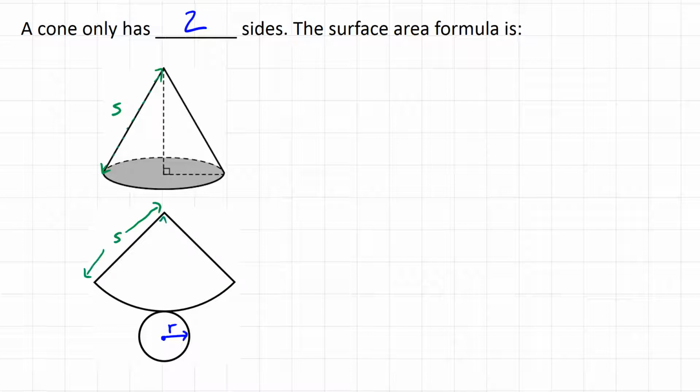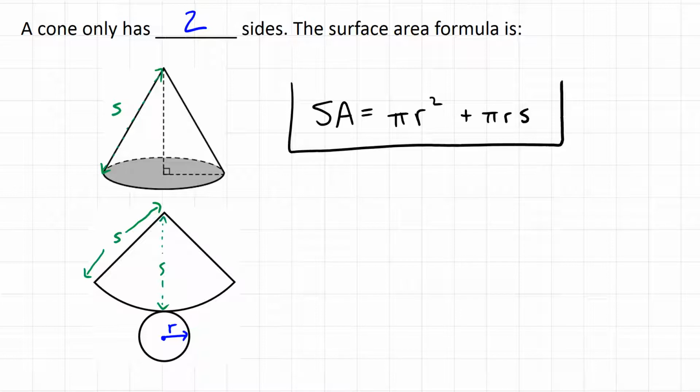And it's actually the same anywhere along that edge of the cone. So to calculate the area of a cone, we just have to add the areas of those two things. So the surface area is pi r squared. That's the area of the circular base, plus pi rs. That's the area of that funny sort of rounded triangle shape. That's the side of the cone.